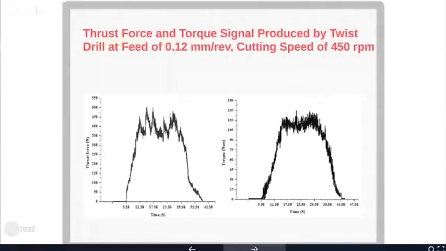So these are the signals produced for metal matrix composite. Now here, if you check, these signals are erratic in nature. They have ups and downs. It shows the interaction of the drill point geometry with the abrasive particles here, right? And this is a signal for thrust force, and this is a signal for torque.